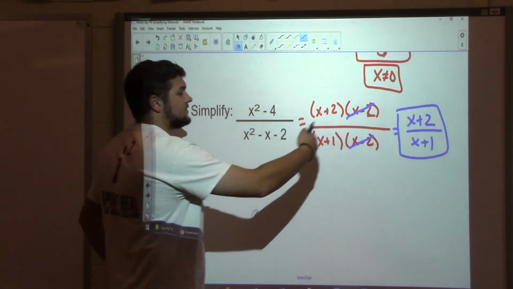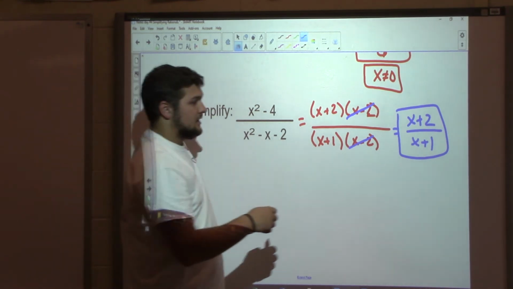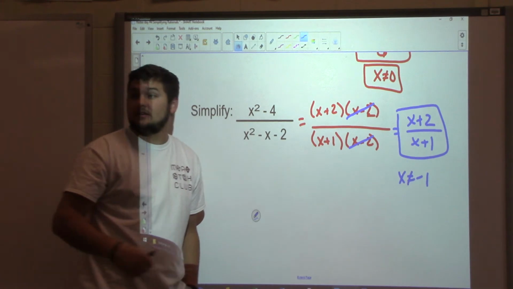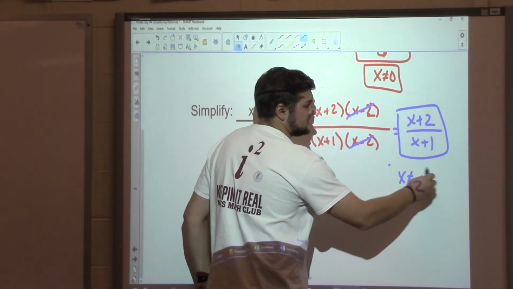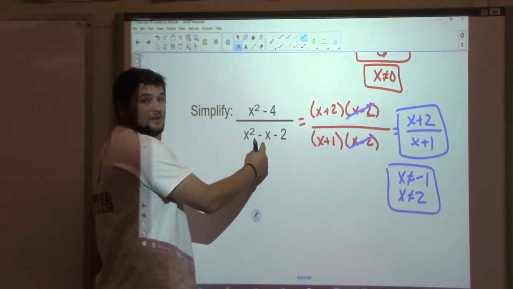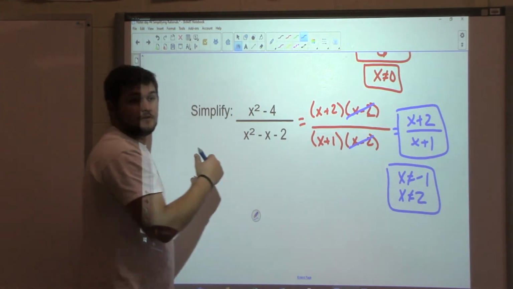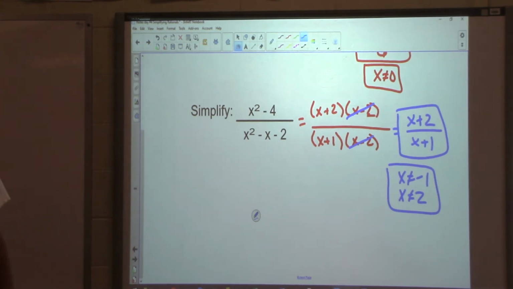If I have restrictions, what would my restrictions be? X cannot equal negative 1. And I heard someone say the other one. X cannot equal 2. Right? We said we can't just look at the end. We need to look where we began. But is it easy to look at over here? No. Look at your factor part. The factor part will make it easier. Are there any questions before I move on?